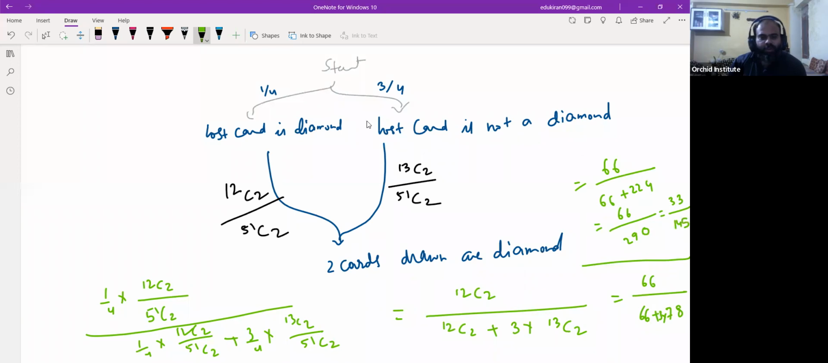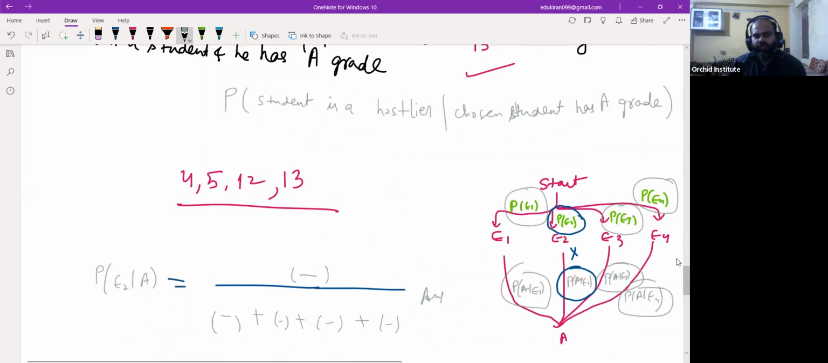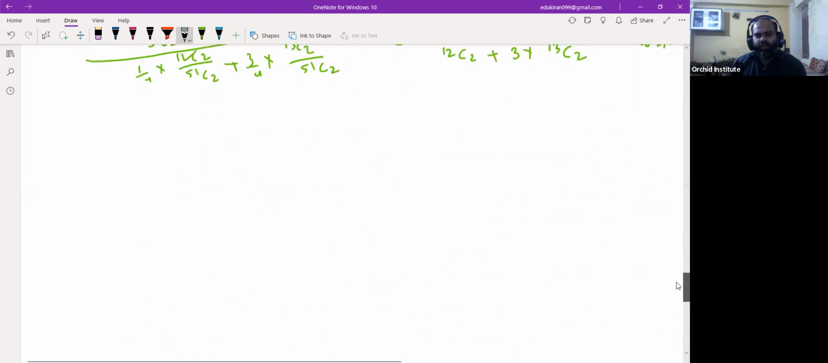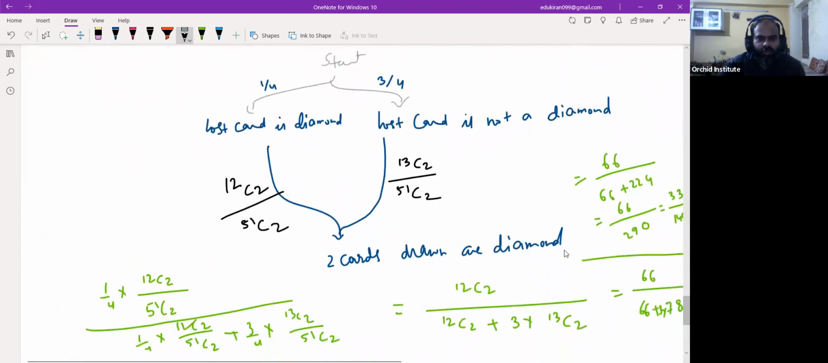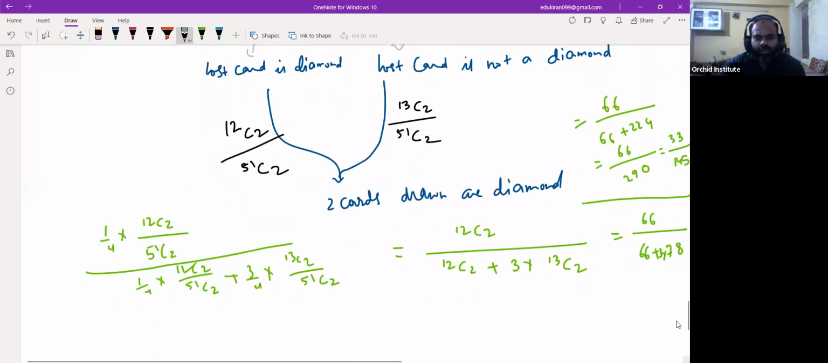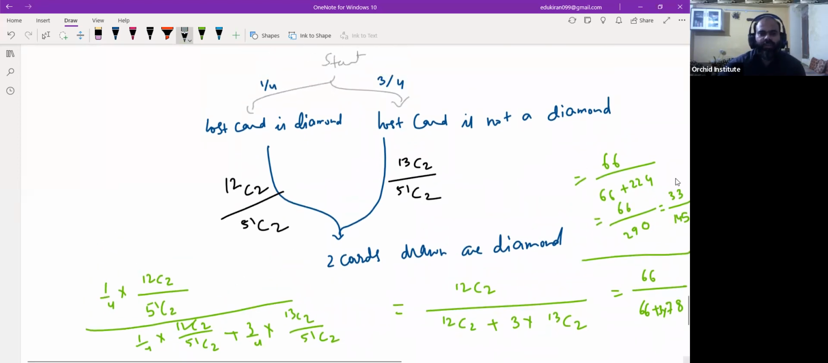145. Can you check the answer from that? 33 by 145 it is. What is happening? The answer is 33 by 145. Can you check from the back? So the answer is 11 by 50. 11 by 50. Yeah, 50.